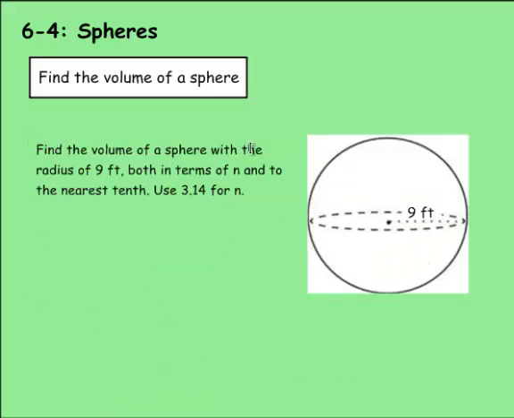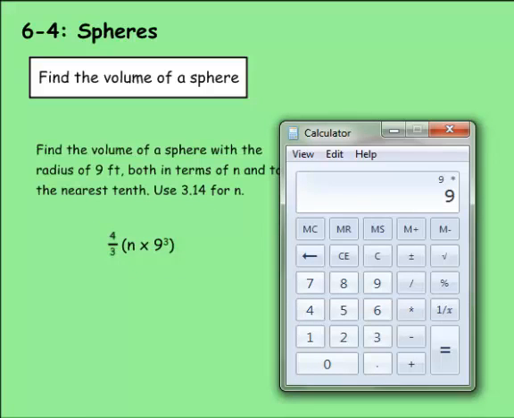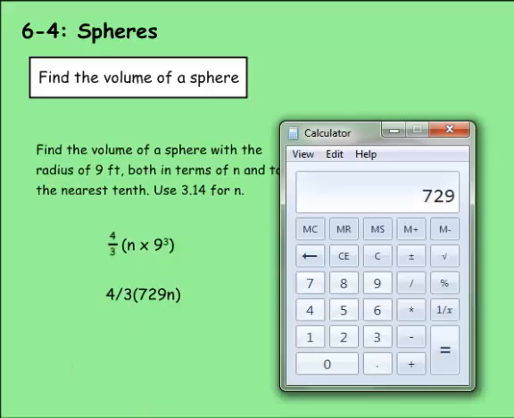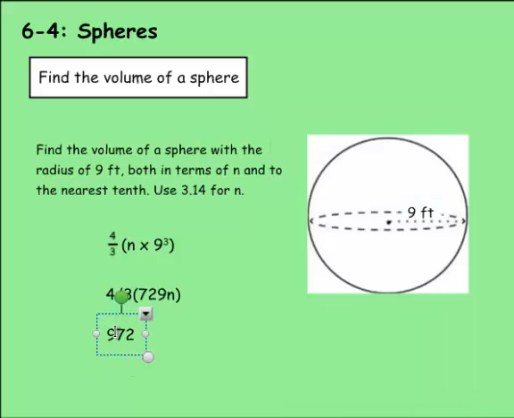It says find the volume of a sphere with the radius of 9 feet, both in terms of pi and to the nearest tenth. Use 3.14 for pi. So if I copy this formula here, we plug in that 9 here. So we have 4/3 times pi times 9 to the third. If we do 9 to the third, 9 times 9 times 9, 729. So we have 4/3 times 729 times pi. So it says solve in terms both of pi and to the nearest tenth. So we can do 4/3 times 729, and that's what we would multiply times pi. So 4 times 729 divided by 3, so 972 times pi.